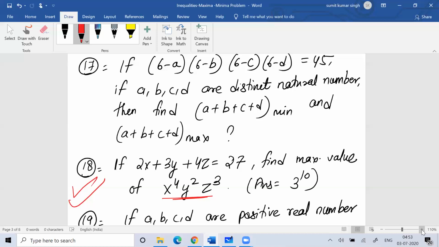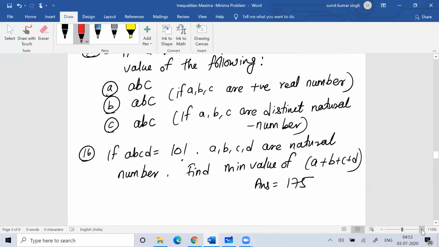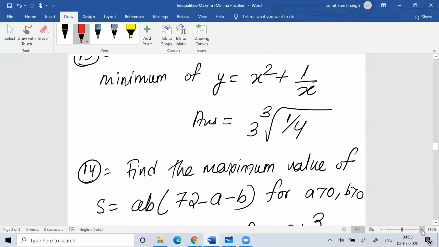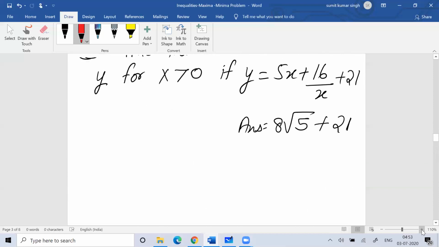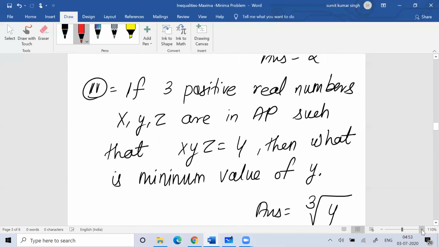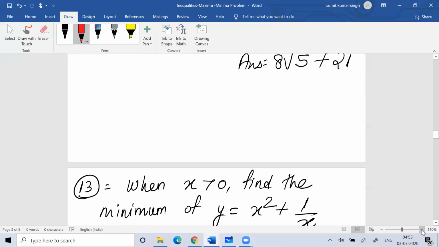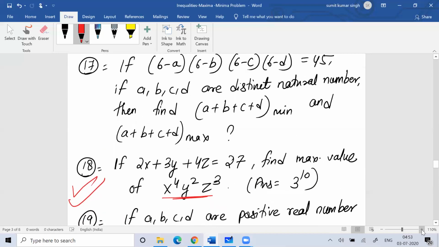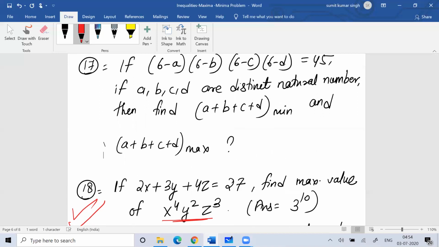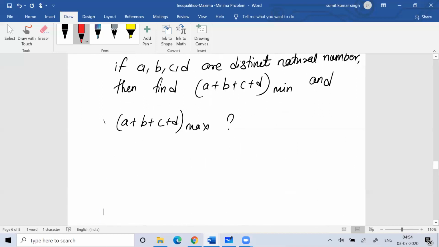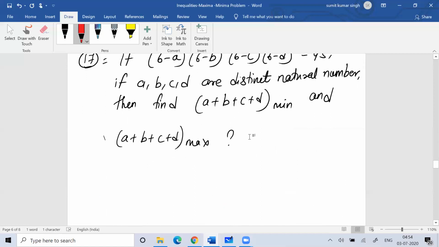So I believe you have thought how to solve question 17. Okay, so coming back to this question, if 6 minus a into 6 minus b into 6 minus c into 6 minus d, and a, b, c, d are distinct natural numbers, find the minimum value of a b c d.